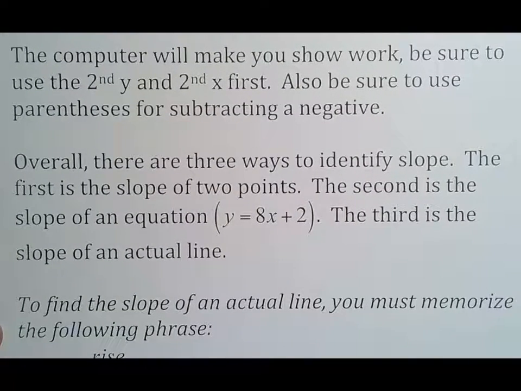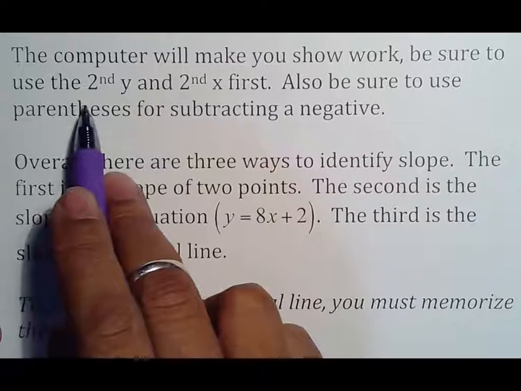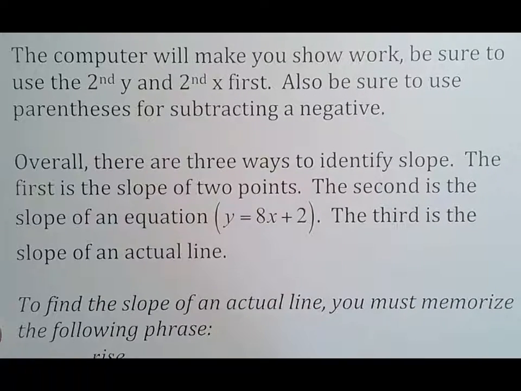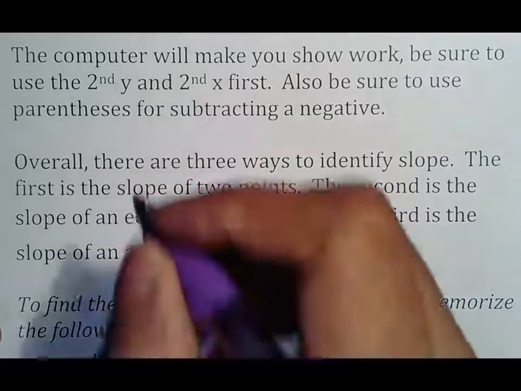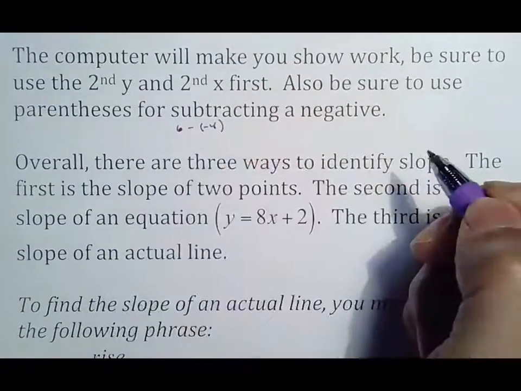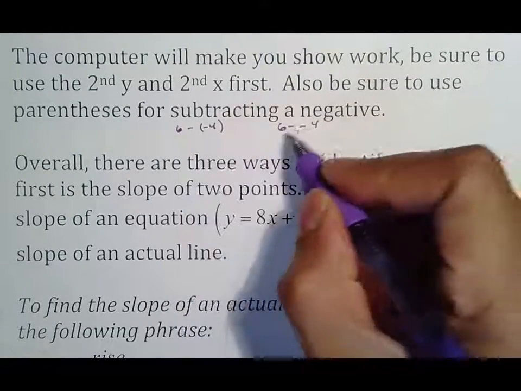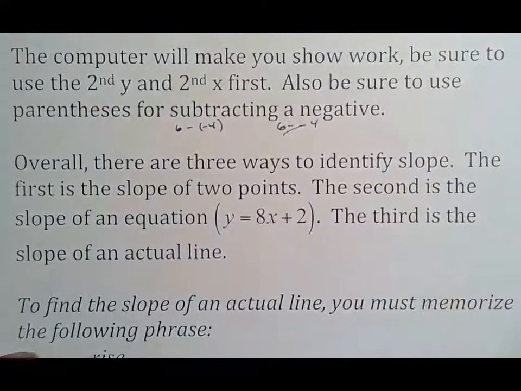So again, the computer will make sure that you show work. Be sure to use the second y and second x first. Also be sure to use the parentheses for subtracting a negative. So when you do 6 minus negative 4, make sure you type it in like that, not that, because the computer will probably mark you wrong if you do that versus putting that parentheses.